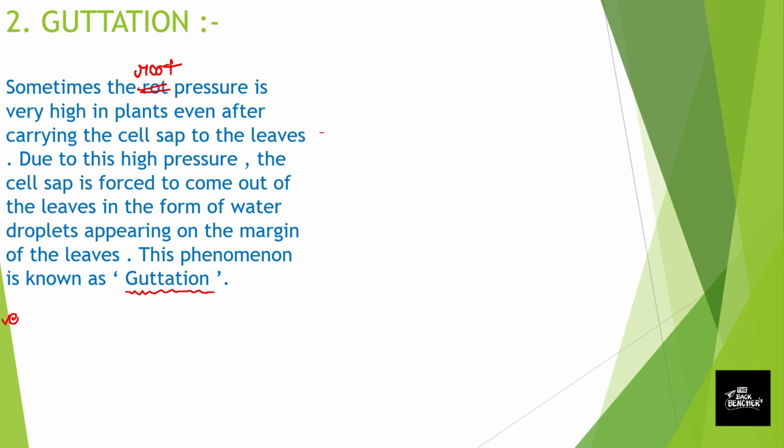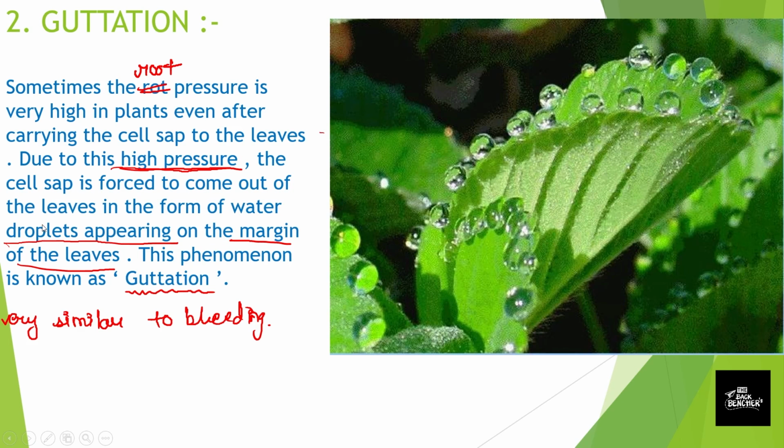It is very similar to bleeding. The only difference here is the presence of excessive, high root pressure. We all can see here. And unlike the bleeding phenomenon, here the cell sap is going to appear as droplets on the margin of the leaves. Look at this diagram. It will help you understand better.